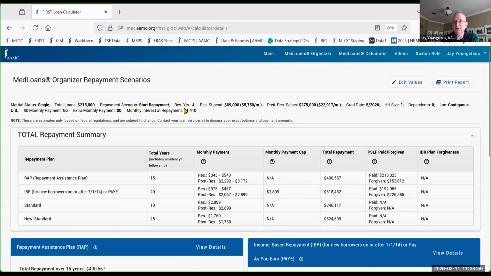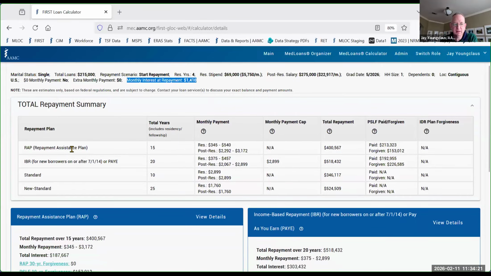And there is one little field I want to call attention to up here before diving into some of the other numbers. Monthly interest at repayment. This is really important to know and help you think about your loans during residency. So the calculator is telling you for $215,000 that you borrowed during med school, interest will accumulate a little over $1,400 every month.